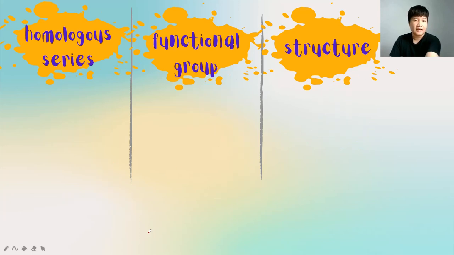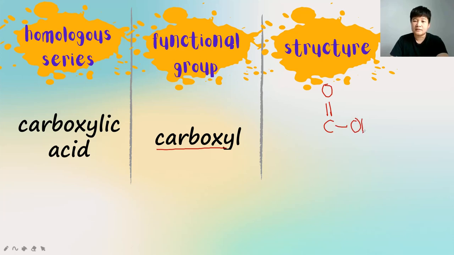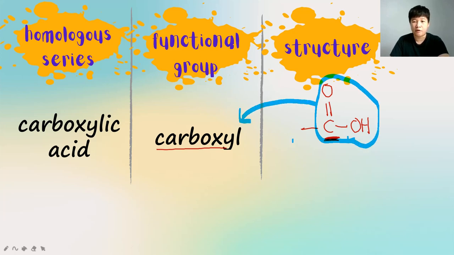Alright? Next, carboxylic acid. The functional group of carboxylic acid is carboxyl. So the carboxyl structure will be C double bond O, single bond OH. The C double bond O and single bond OH must be bonded to the same carbon. And this group of atoms is what we call carboxyl.